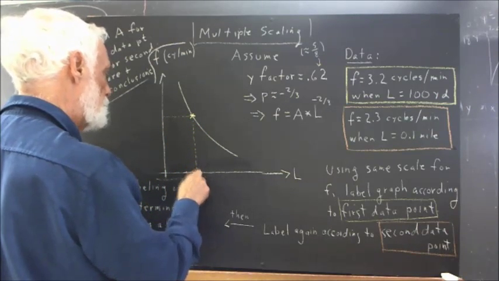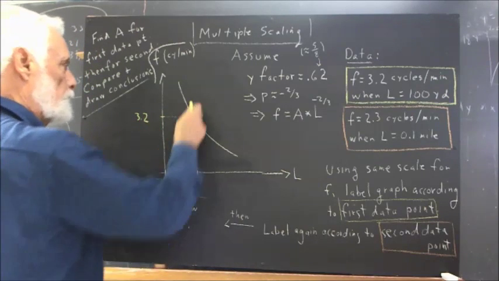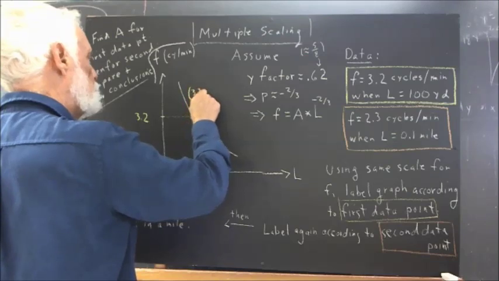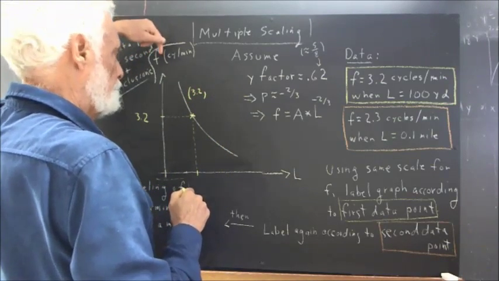confused about what to do. This should be obvious, and you should already know to have done this. So this point is 3.2, and I don't put any units on it because I've already labeled the frequency.